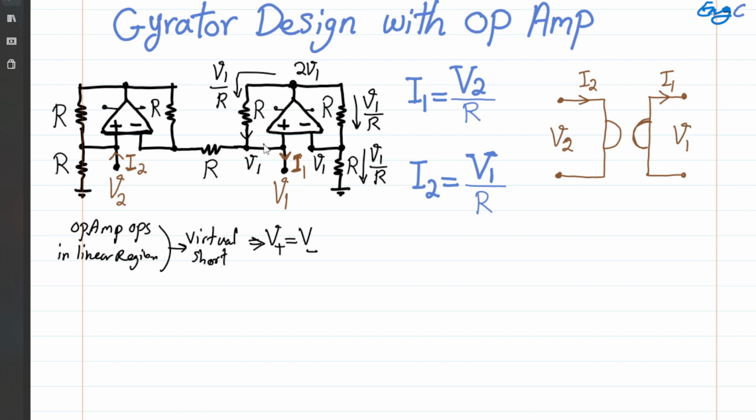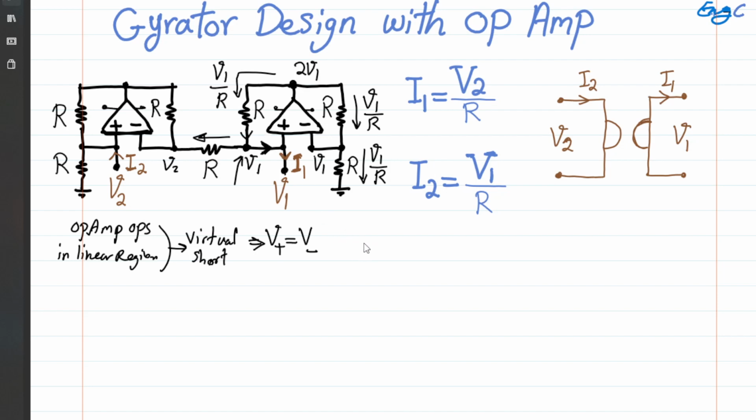At the same time, I1 with this direction is going out of this node toward the input terminal number 1. So at this node, I can write a KCL. The current going through this resistor plus the current going through here, which is I1, because nothing can go through the positive input terminal of the op-amp since it has infinite impedance, it's ideal. So I1 plus this current should be equal to V1 over R.